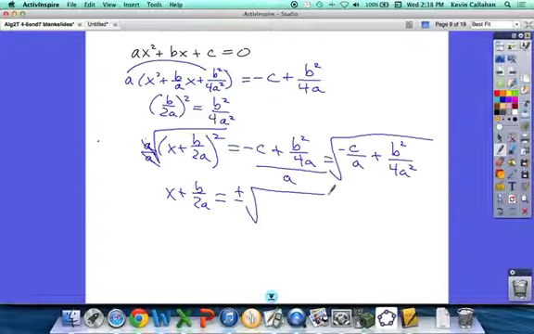Now, in order to add fractions, what do I need to be true? Common denominator, right? This one's got an a, and this one's got a 4a squared. What am I going to multiply this one by so it has the same denominator? 4a, right? I've got a 4a squared here and just an a there. So I'm going to multiply this one by 4a over 4a. Now I've got negative 4ac plus b squared divided by 4a squared.